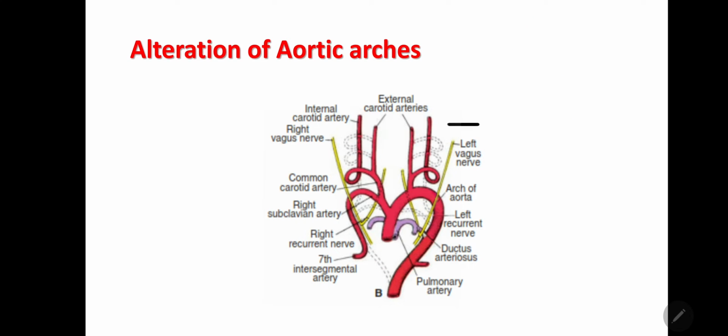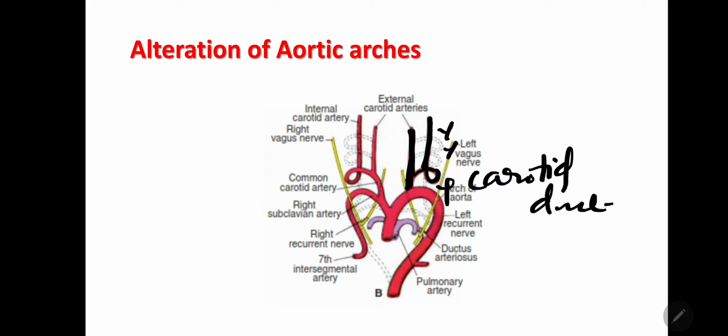So first you will see disappearance of first and second. Third is forming common carotid, internal carotid. The external carotid is coming as a sprout, and the portion between third and fourth is called the carotid duct. It disappears. Communication between them disappears. The fourth aortic arch on the left side forms the arch of aorta, on the right side forms the proximal portion of the right subclavian artery. But during this, what happens?